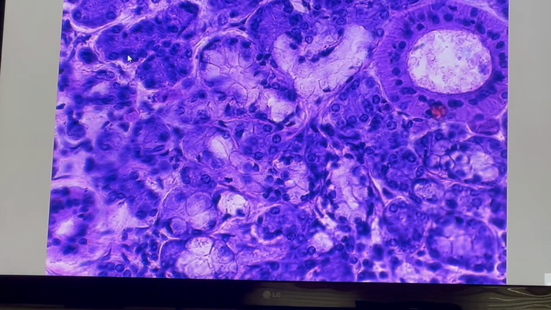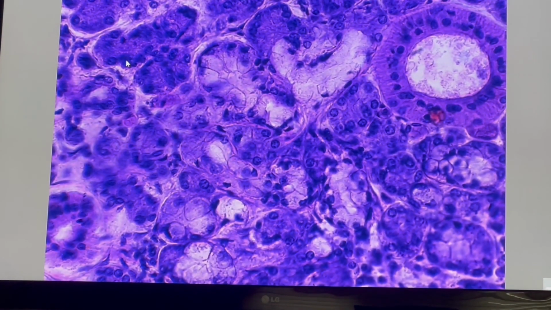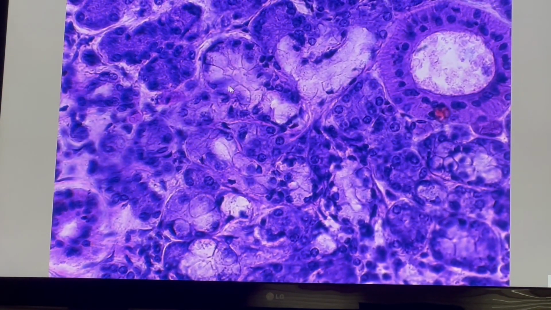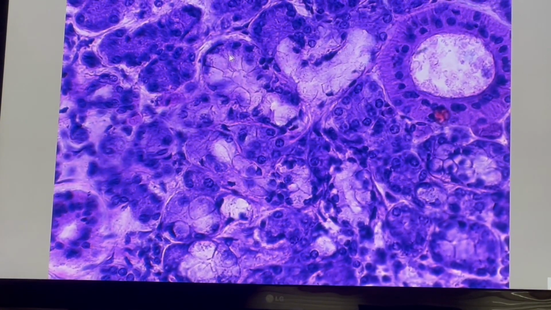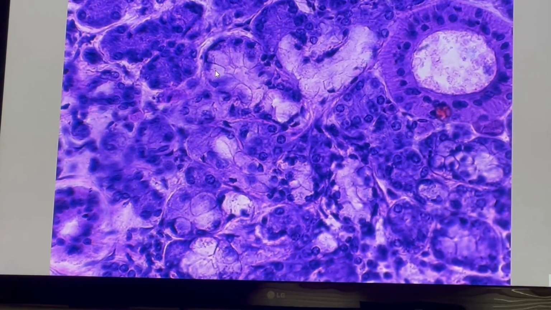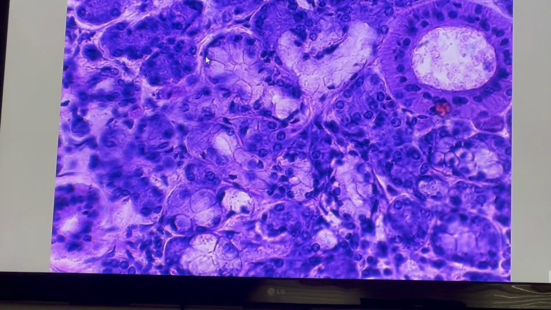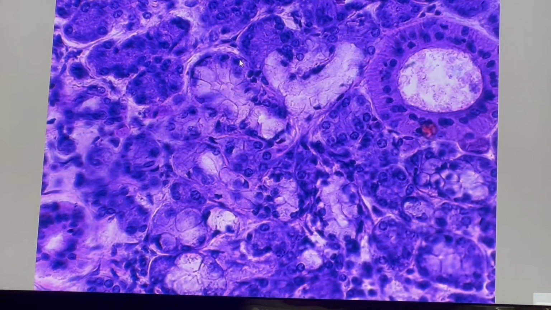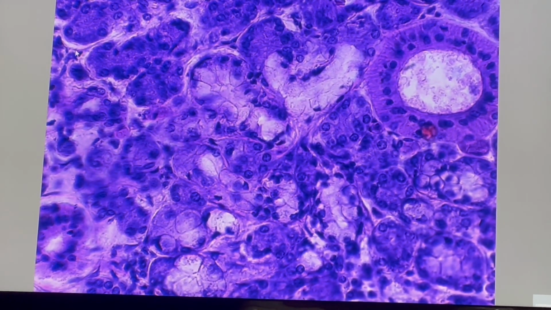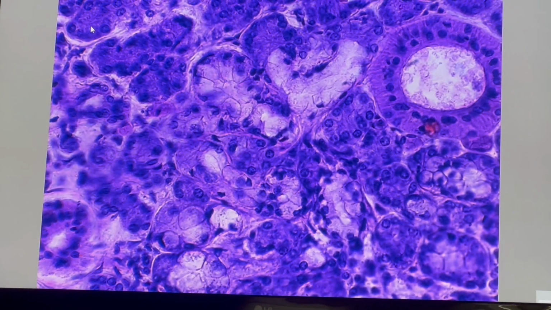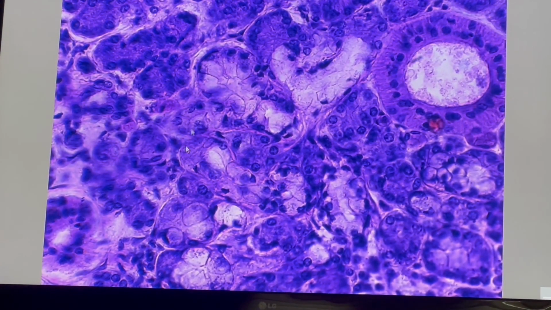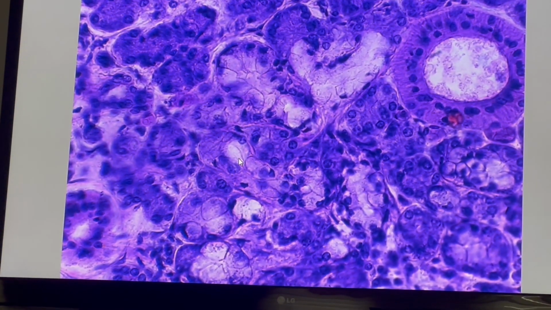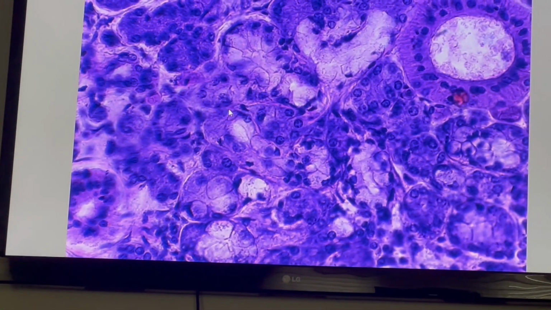The submaxillary gland is mixed, consisting of mucus cells. Mucus cells are arranged in tubules. Mucus cells are columnar in shape with basally located nuclei. This is a mucus tubule, and this is a serous acinus. The structure consisting of serous cells and a mucus tubule is called serous demilune.